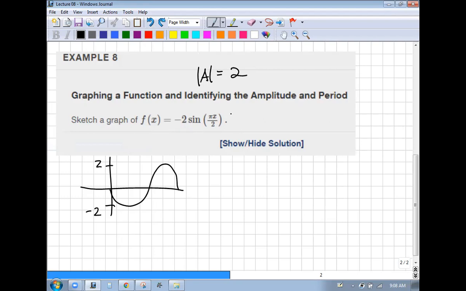Now this one here, the pi over 2, right? That's going to compress things horizontally. Remember our period, 2 pi divided by whatever that number is. We call it b in here for some reason. So if b here is pi over 2, 2 divided by a half is 4. So the period of this function is going to be 4. So instead of 0 to 2 pi, it's 0 to 4.